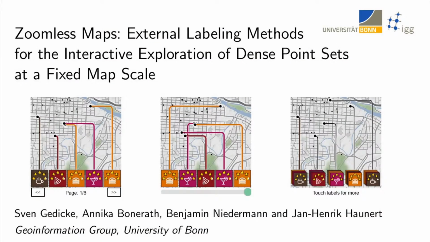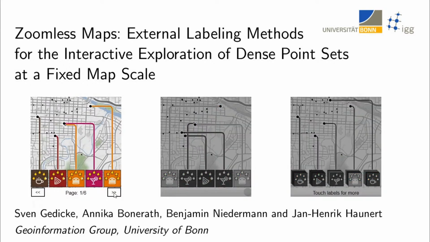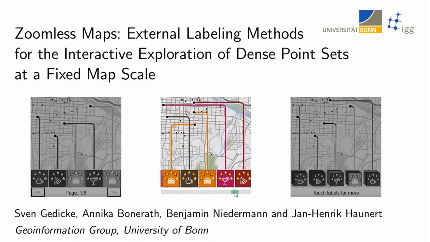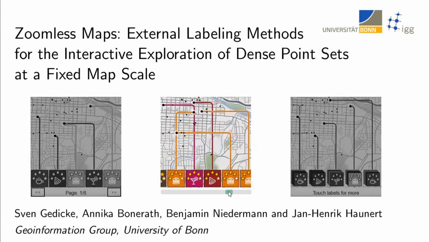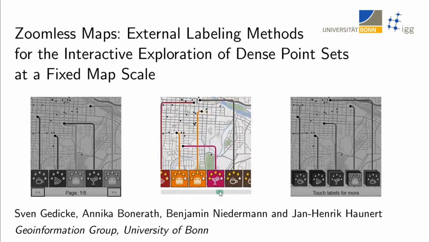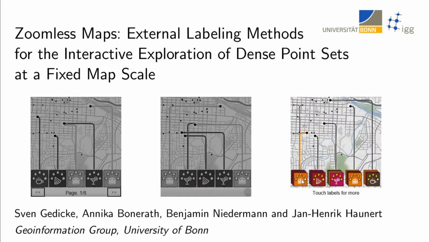We present three external labeling concepts that allow a user to browse through point sets without the need of zooming in and out. In the first method, labels are distributed on multiple pages. The next method arranges the labels in a single row that can be continuously slid along the bottom side of the map. In our third method, labels are distributed on stacks, which a user can independently browse through.